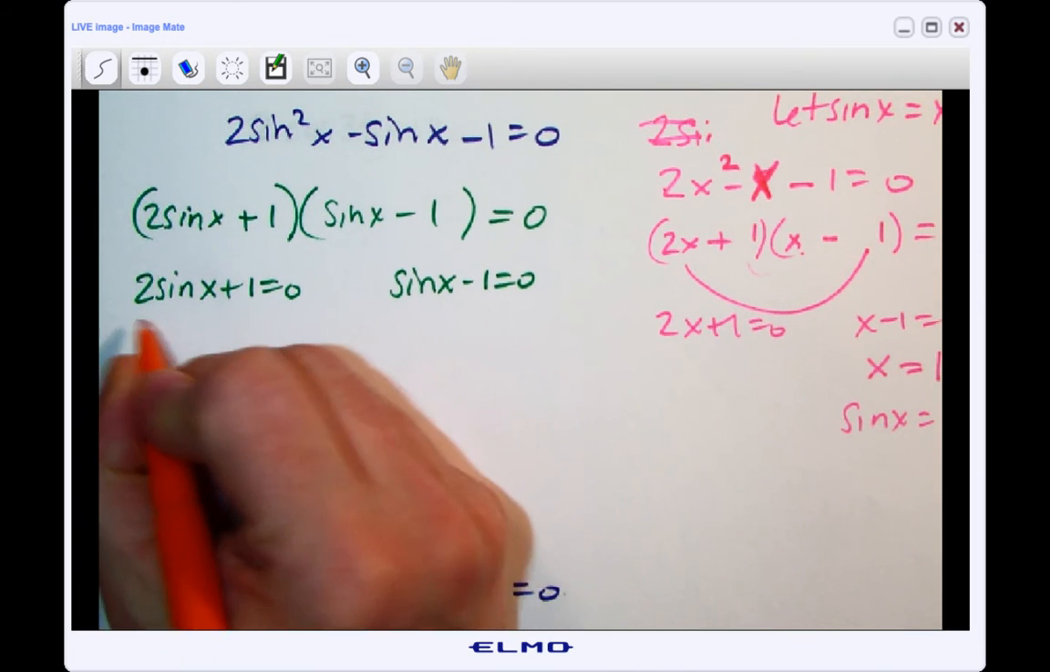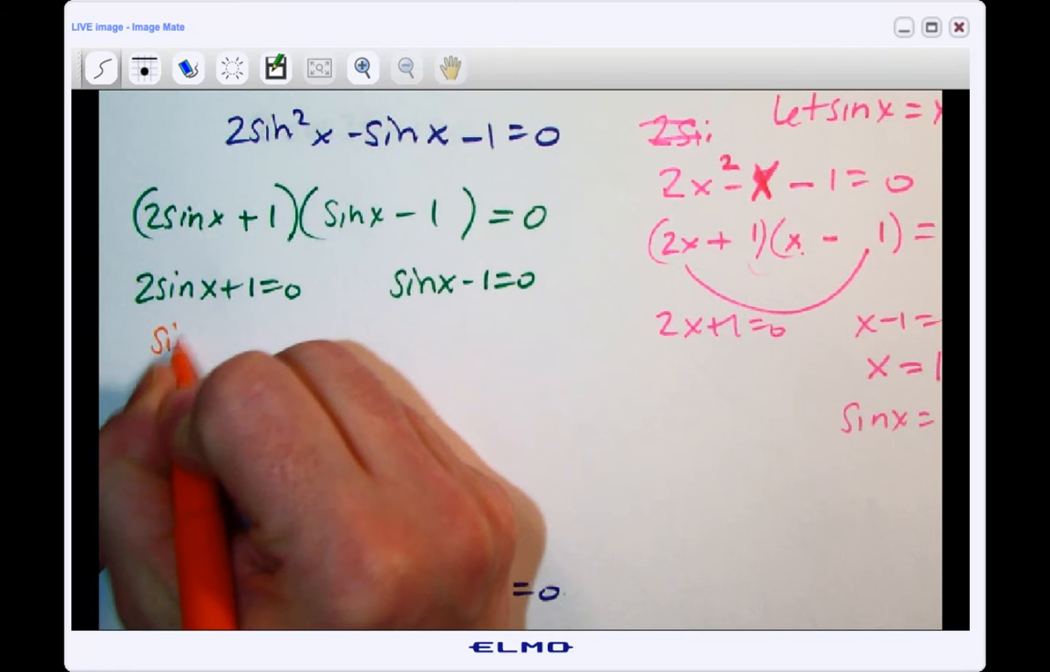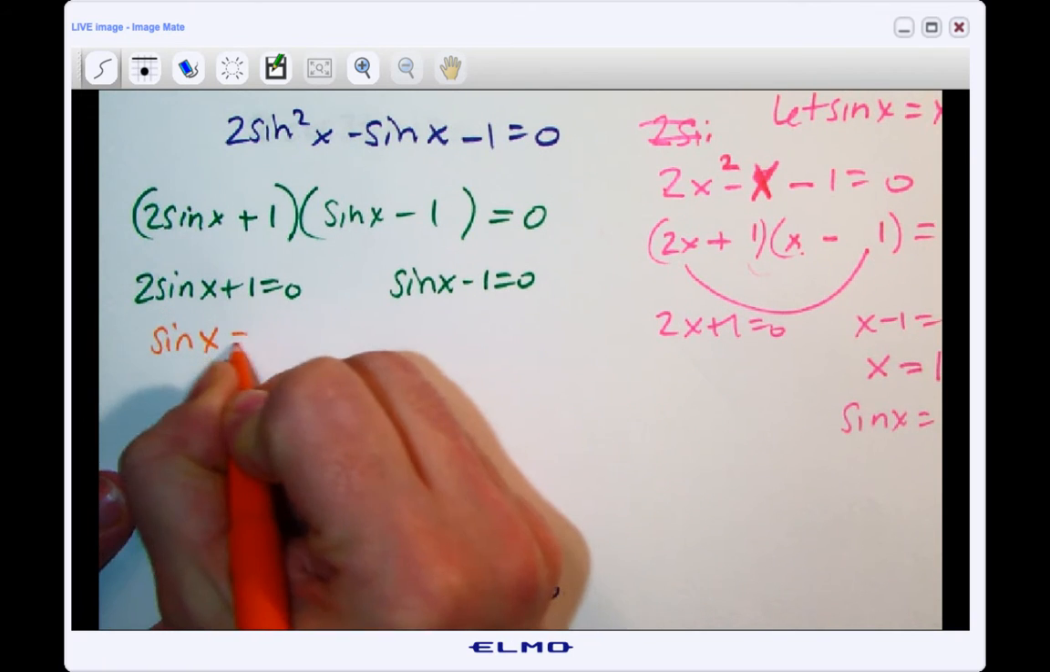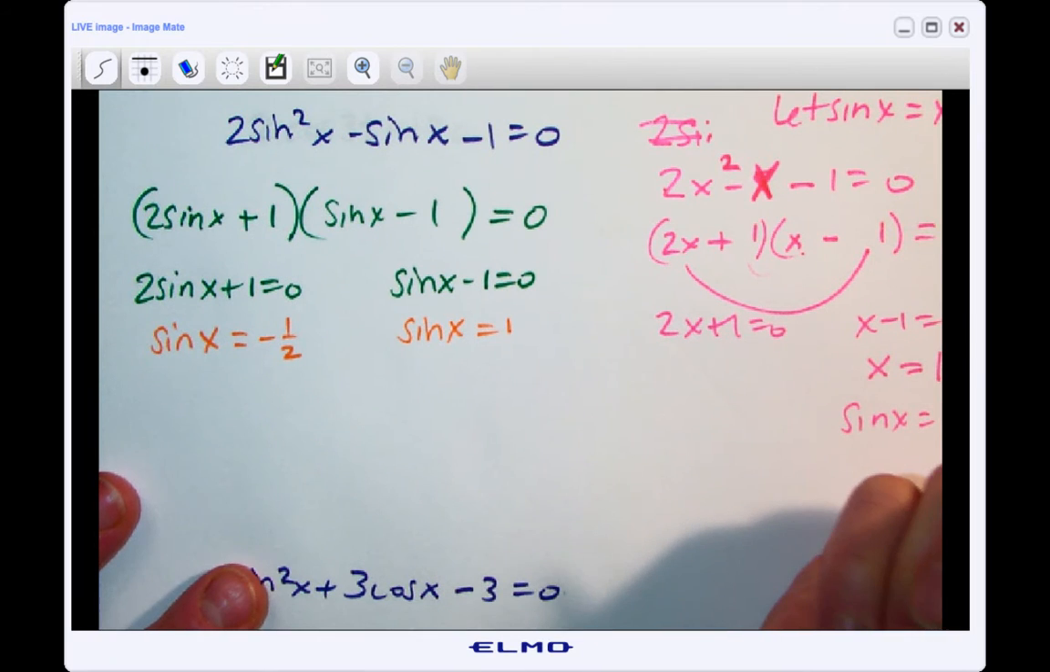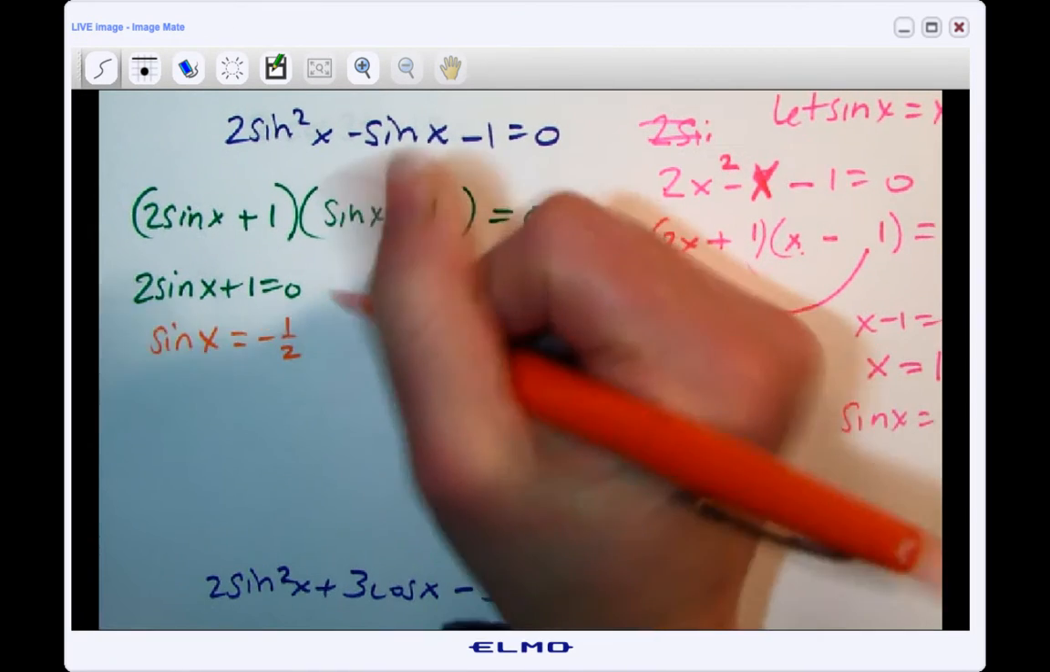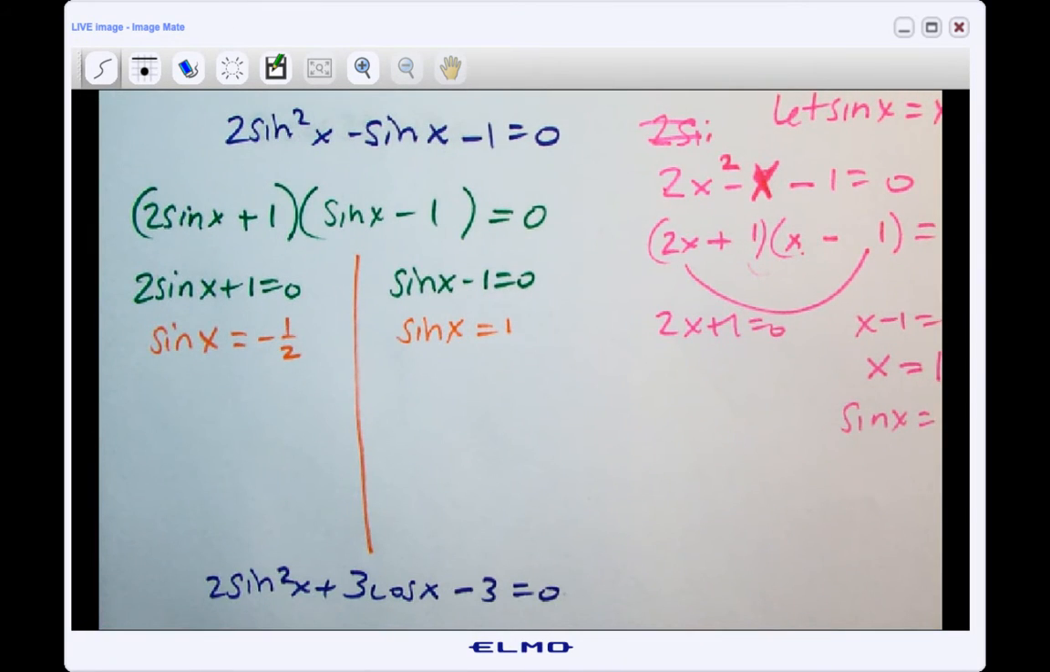Ready? So I'm going to do 2 steps in 1. Hopefully I'm not going to lose you. I'm going to subtract 1 and divide by 2. And over here I'm just going to add 1. Okay? So we have 2 little equations that we're working with.